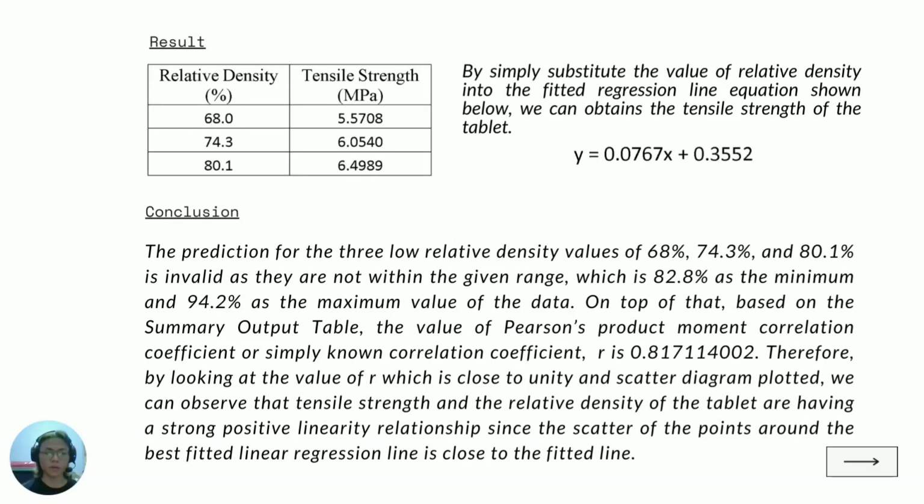On top of that, based on the summary output table, the value of the Pearson product moment correlation coefficient, or simply known as the correlation coefficient, R, is 0.8171140002. Therefore, by looking at the value of R, which is close to unity, and the scatter diagram plotted, we can observe that the tensile strength and the relative density of the tablet have a strong positive linear relationship, since the scatter of the points around the best fitted linear regression line is close to the fitted line.